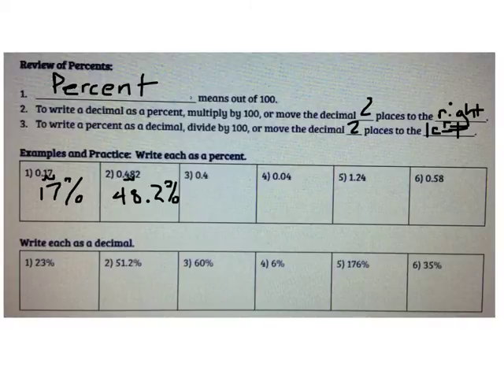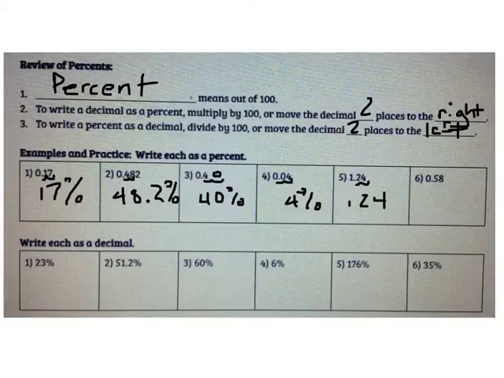4/10, how would I write that as a percent? Well, that's 40%. 4 hundredths, how would I write that as a percent? Well, that's 4%. I move the decimal twice to the right. 1 and 24 hundredths, how would I write that as a percent? Well, that's 124%. 58 hundredths, how would I write that as a percent? Well, that's 58%.